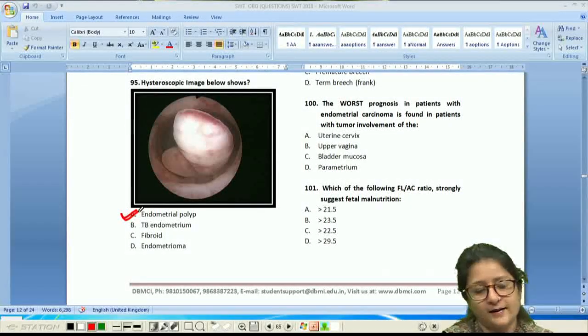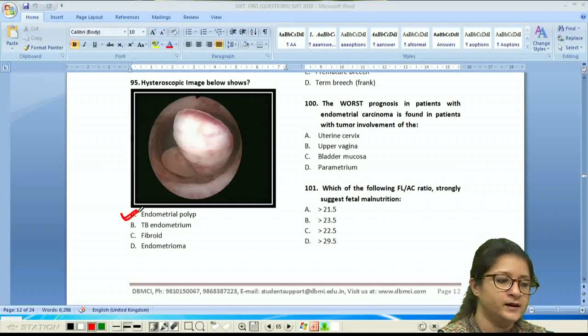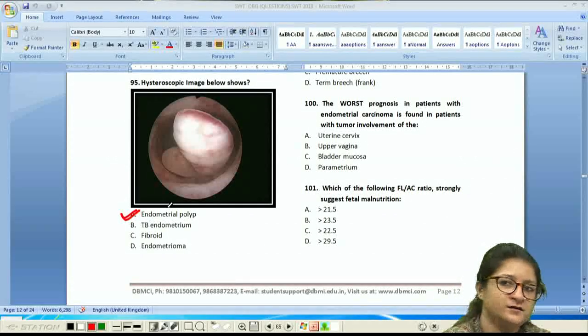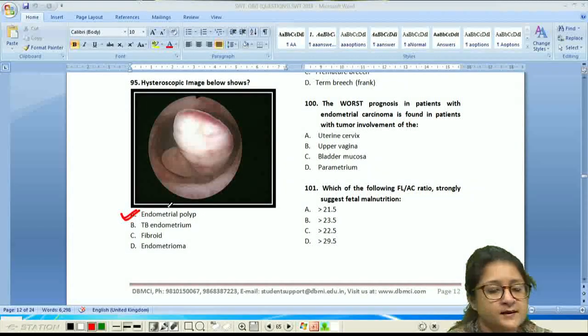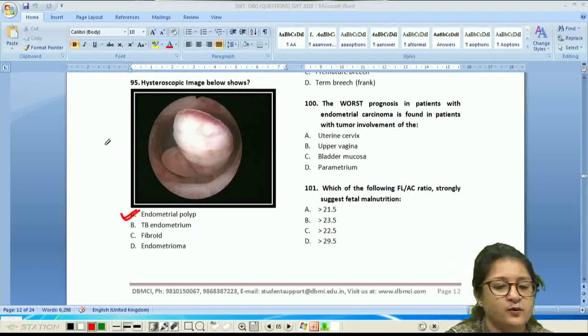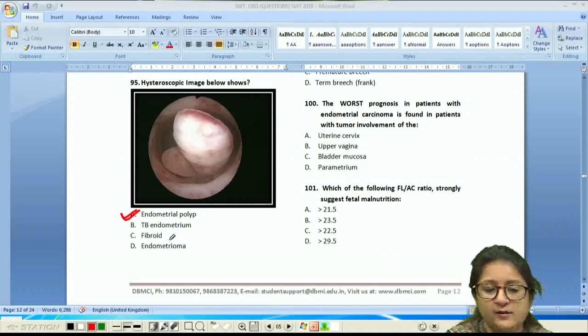Now by just looking at it, some people could be confused in this question as to it being a fibroid. The reason it is not a fibroid is that in the options a fibroid polyp is not given. Sometimes this hysteroscopic image could be of a fibroid polyp also. Just by looking at it on hysteroscopy, to be able to tell if it is an endometrial or a fibroid polyp sometimes becomes difficult. Here, since fibroid polyp is not given, the answer is clear-cut endometrial polyp.